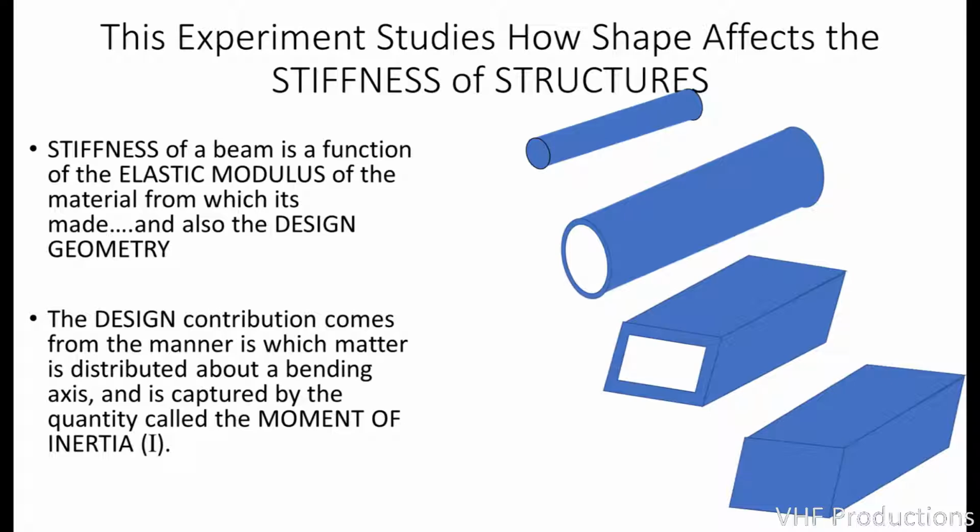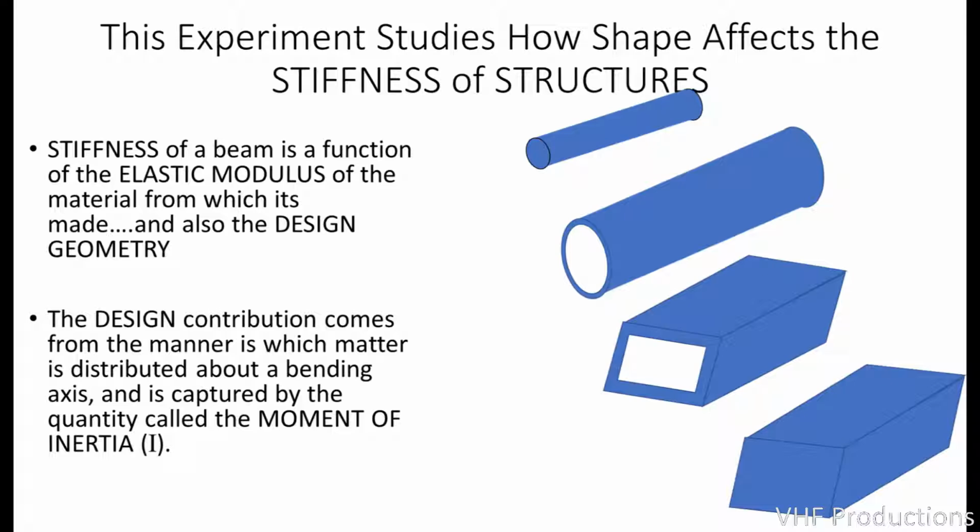2 bars are going to be made out of steel and have a rectangular cross-section, one solid and one hollow. And then there'll be two aluminum tubes, one small diameter thick-walled bar and the other a large diameter thin-walled bar, both made out of aluminum.